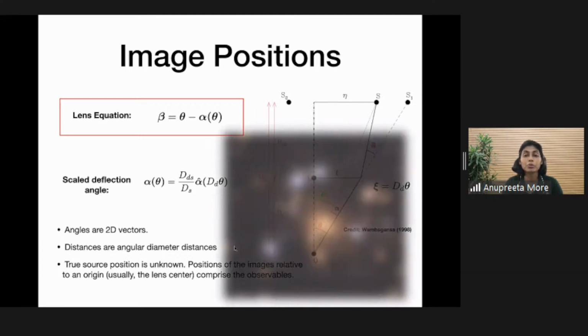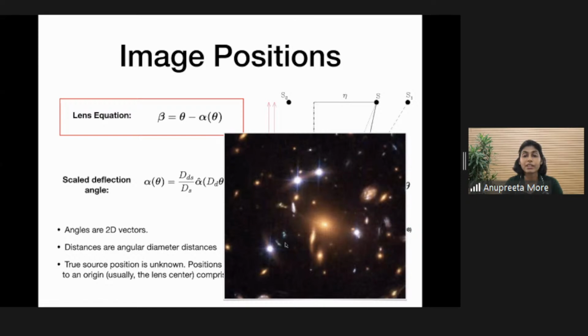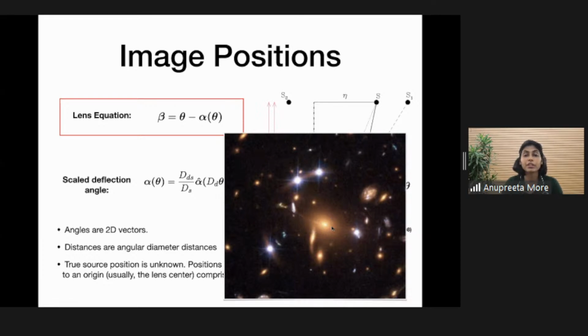So let me show an example of a gravitational lens. This is an image taken by the Hubble Space Telescope. What you see here at the center of this image is a massive galaxy. This galaxy is a part of a galaxy cluster. As you can see, there are multiple other yellowish galaxies which are members of this massive galaxy cluster. And what you can also see are the multiple lensed images of a distant quasar.